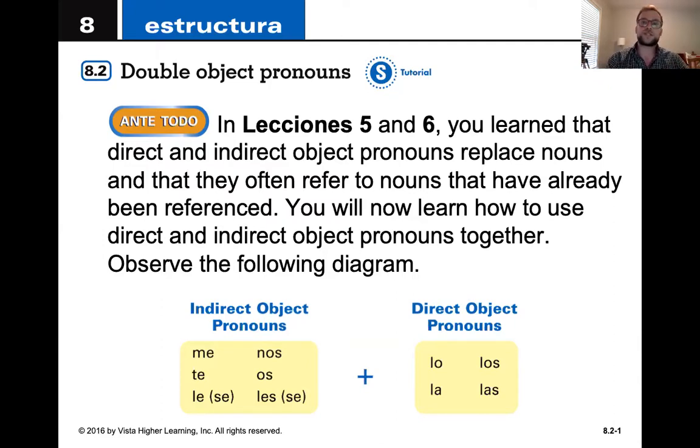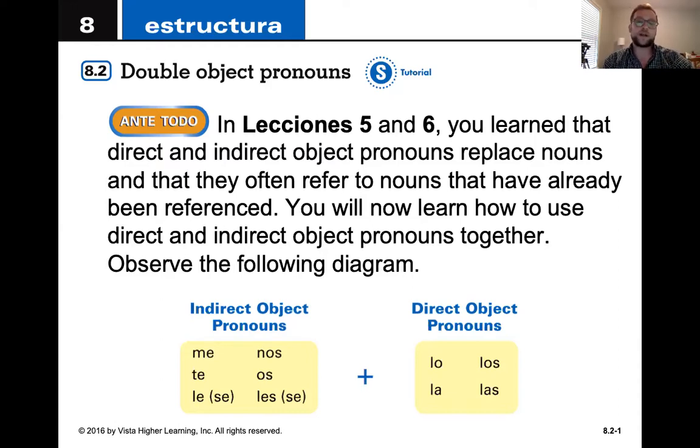Now, where our major differences are is in our tercera persona, right? En la tercera persona, okay? As you can see, we have le and les. Now, remember that our indirect object pronouns are not gendered. They are only numbered, right? So if you have a singular first person, it would be me. If you have a singular third person, le. Singular second person, te. Plural first person, nos. Plural third person, les, okay? Now, we also see parentheses and se, right? We'll get back to that and why we use that in our double object constructions.